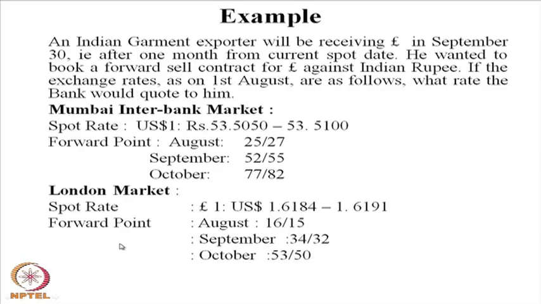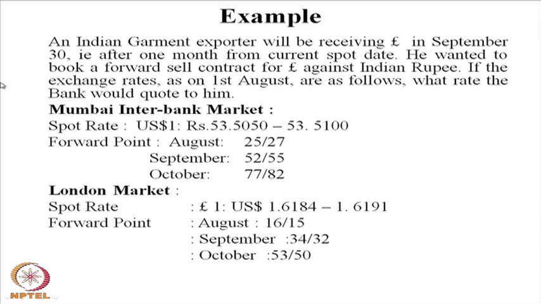Let us go for a forward contract agreement in case of cross currency. In the example here, an Indian garment exporter will be receiving pound sterling on September 30th, that is after 1 month from the current spot date. Today it is August, and he is receiving pound sterling at the end of September. So, he wanted to book a forward sale contract for pound sterling against Indian rupee.